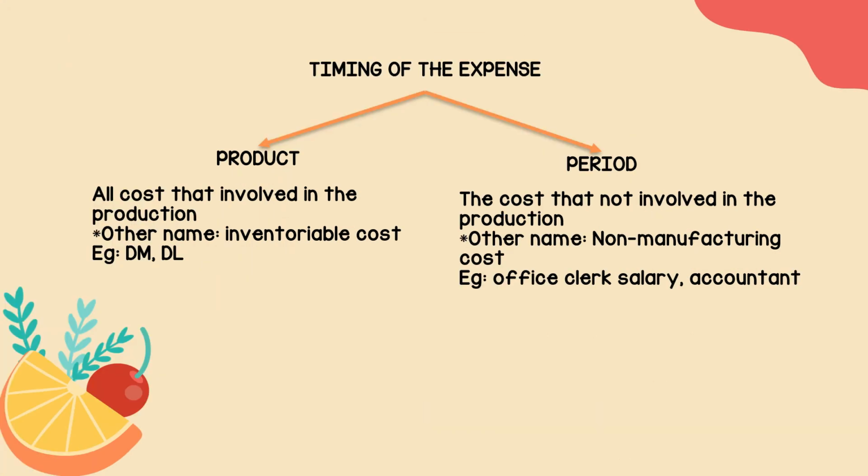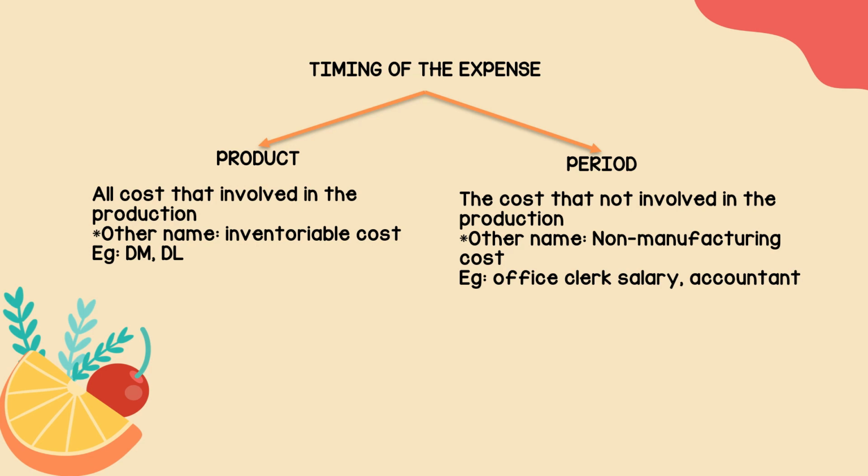The last cost classification is timing of expense. First, you have product cost and period cost. Product cost is all costs that are involved in the production. Another name for product cost is inventoriable cost. For example, product costs are direct materials and direct labor.